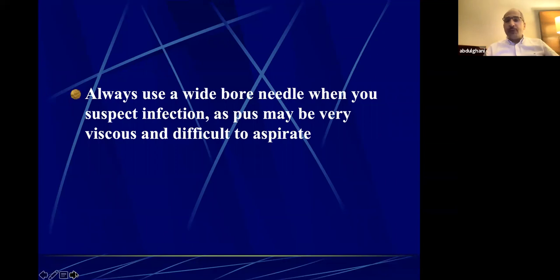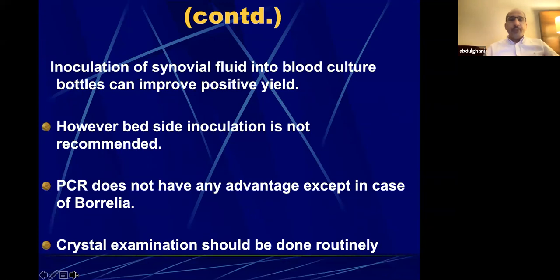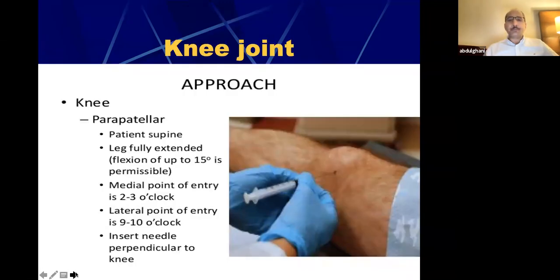Always use a wide bore needle when you suspect infection, as pus may be viscous and difficult to aspirate. Inoculation of synovial fluid into the blood culture bottle can improve the positive yield of culture. However, it should not be done at the bedside. PCR does not have any advantage except in cases of Borrelia. Crystal examination should be part of the examination as a routine.